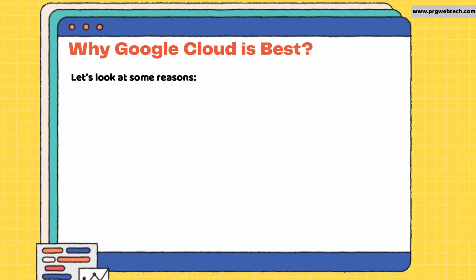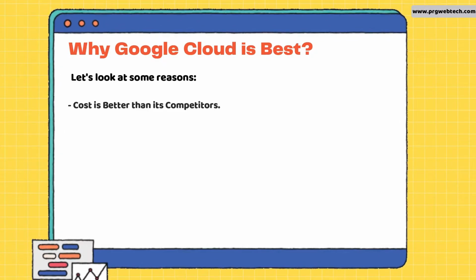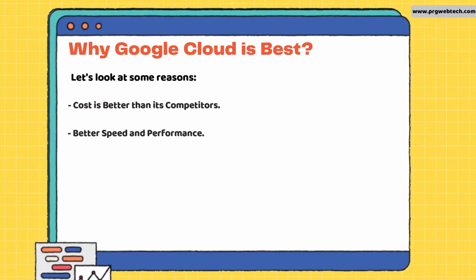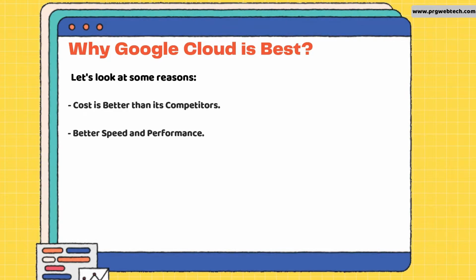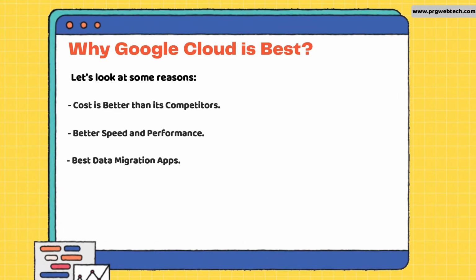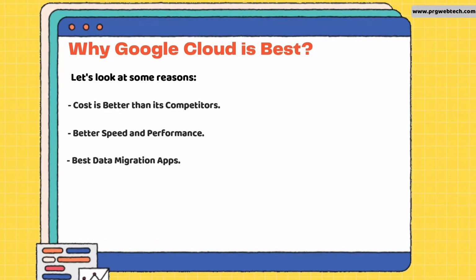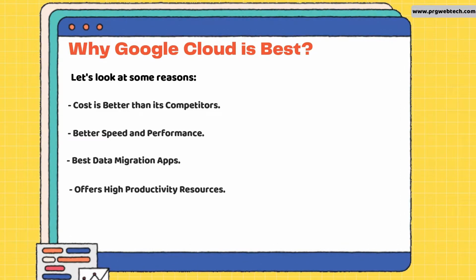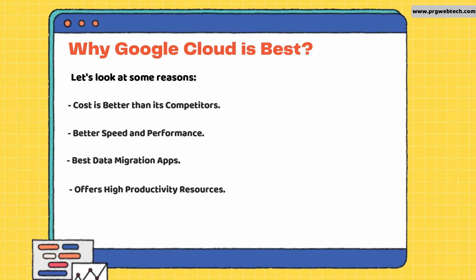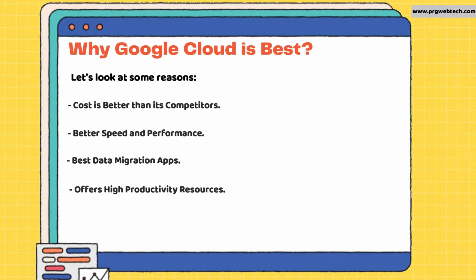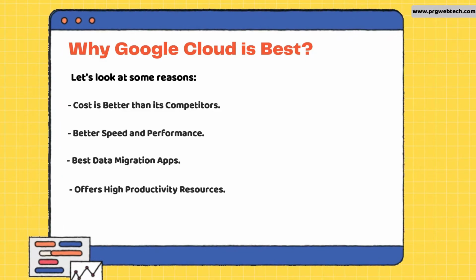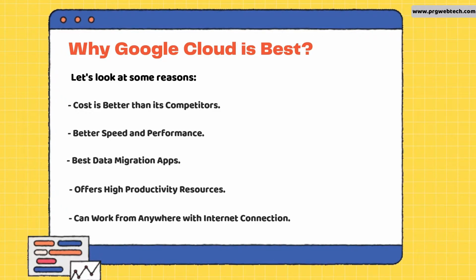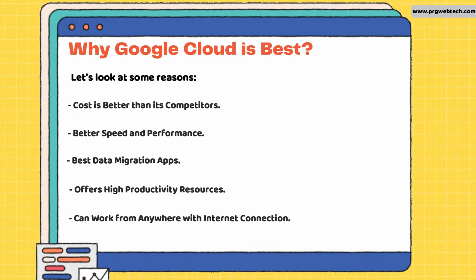When you talk about pricing, Google Cloud hosting cost is better than its competitors. When you talk about speed and performance, it's speedy and increases the performance of your website. Live migration of apps is one of the features that organizations usually like, which none of the other competitors are offering. Google Cloud Platform offers high productivity because you are using resources based on the same infrastructure that Google uses for its own. You can work from anywhere provided you have an internet connection, and you can connect to the cloud platform and use various services offered via the web.